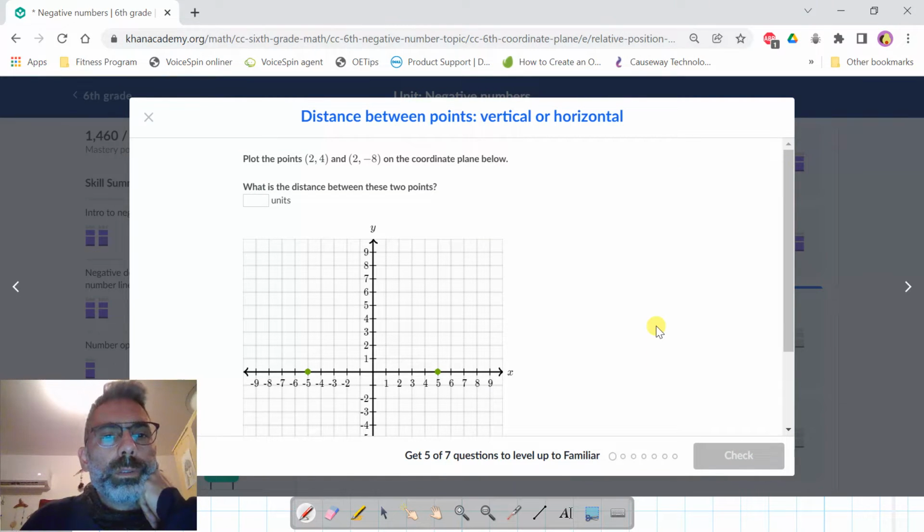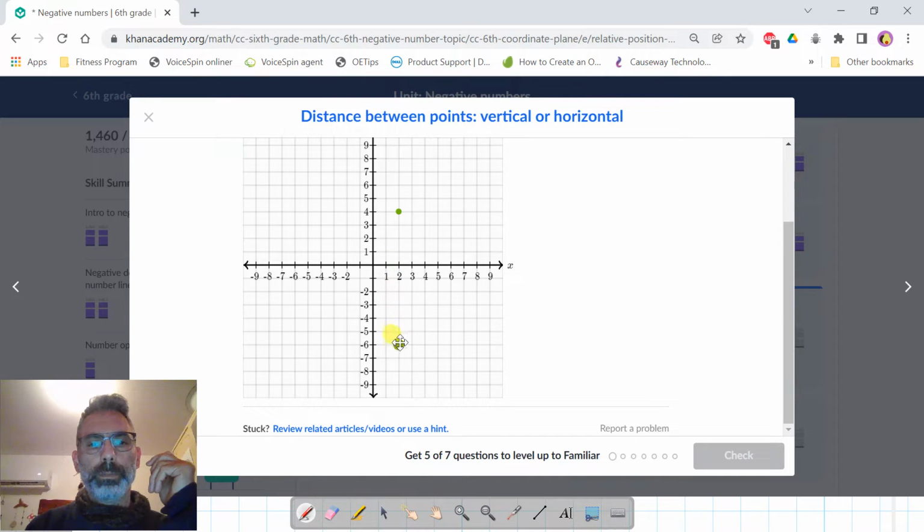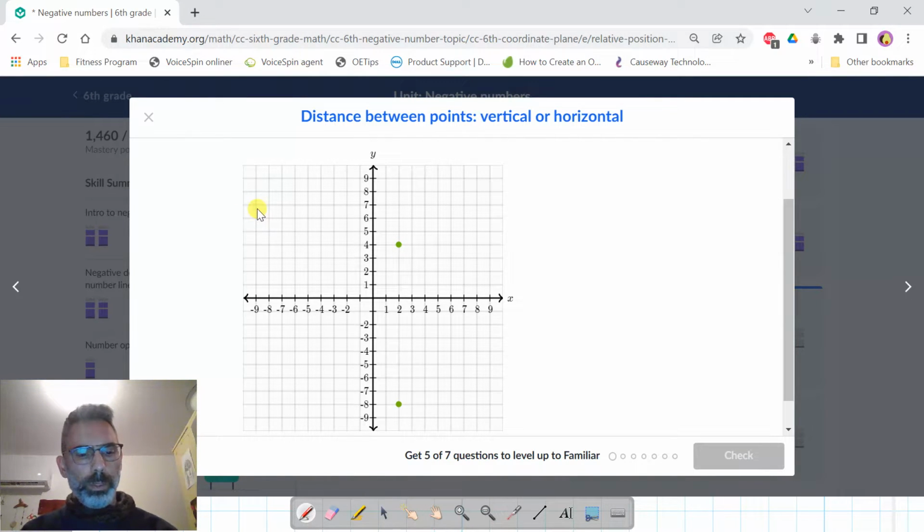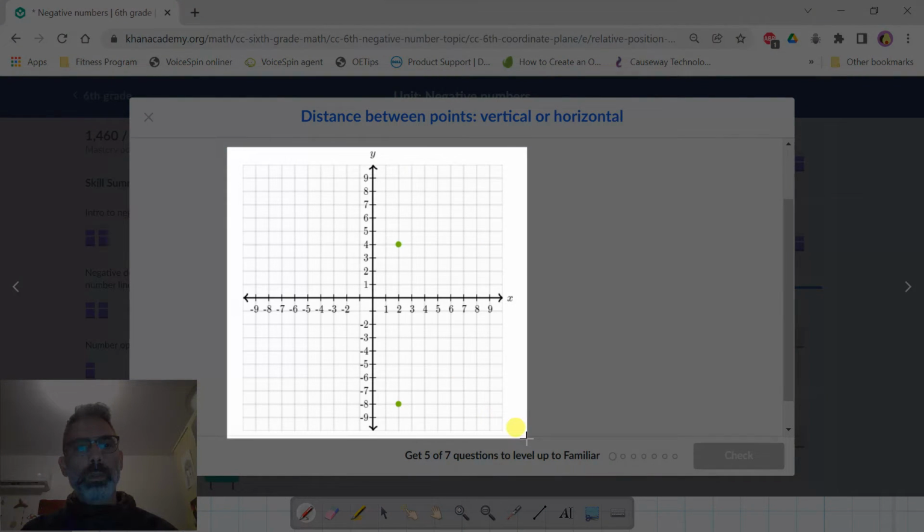Plot the points (2, 4) and (2, negative 8) on the coordinate plane below. So, 2 on the x, 4 on the y, and the second point is 2 on the x and negative 8 on the y. Okay. What is the distance between these 2 points? Okay, so let's copy these to the board.